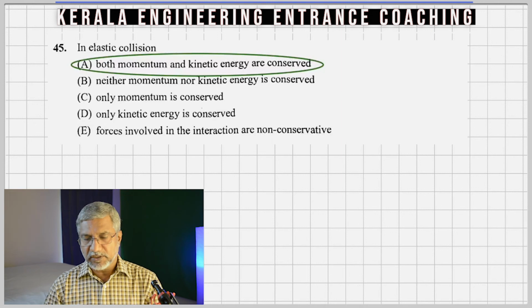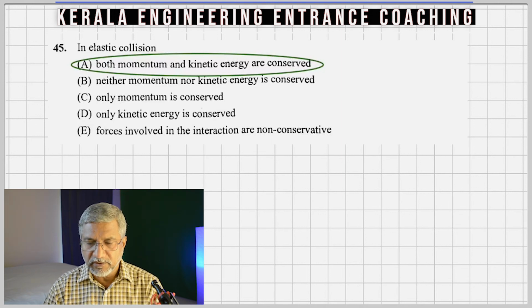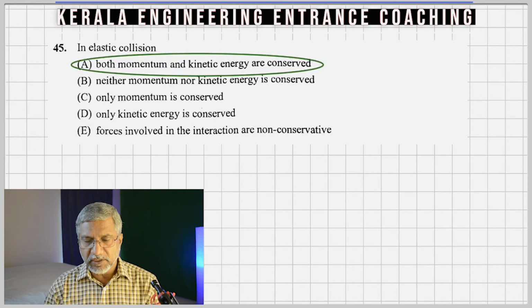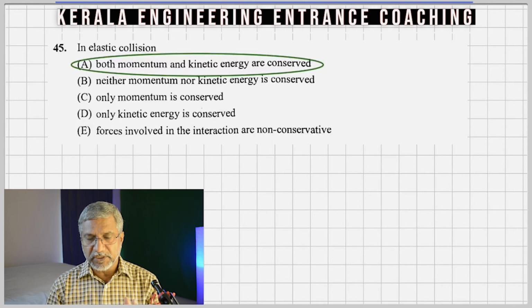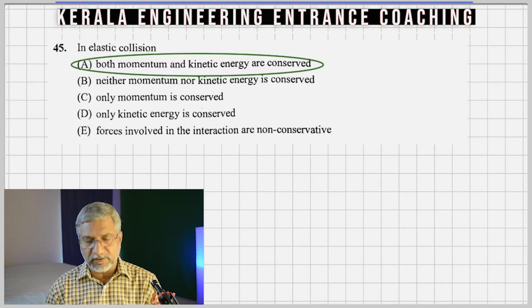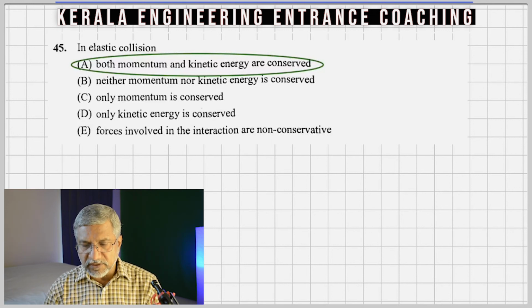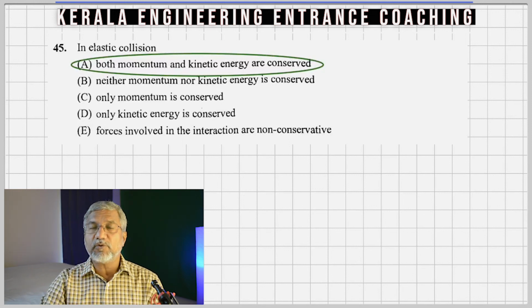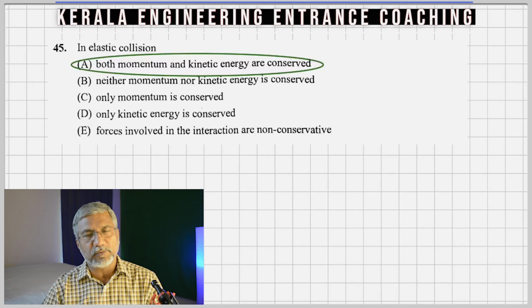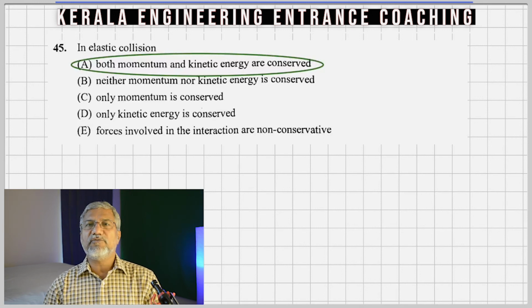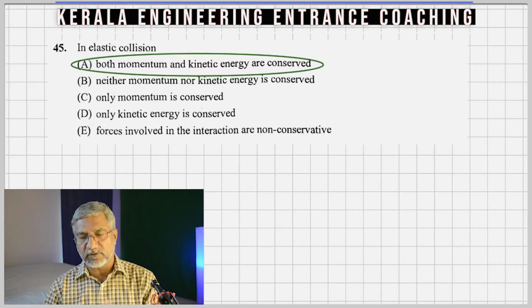None of the other choices make sense. Because B says neither momentum nor kinetic energy. Wrong. C says only momentum is conserved. Wrong, because kinetic energy is also conserved. D says only kinetic energy is conserved. Wrong. The last says forces involved in the interaction are non-conservative. That's wrong, because forces involved are conservative. There is no force like friction here. So that's also wrong.